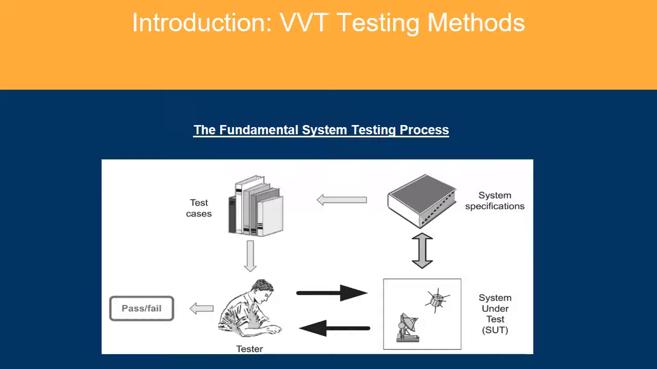The fundamental system testing process involves having the test case, the tester, the system under test, and lastly the system specification. The system specification includes a list of system requirements and other important elements that are the very basis for the design and building of the target system. It is important to note that there are the musts and shoulds that dictate what the system must be and must do, for which the customer is willing to pay.